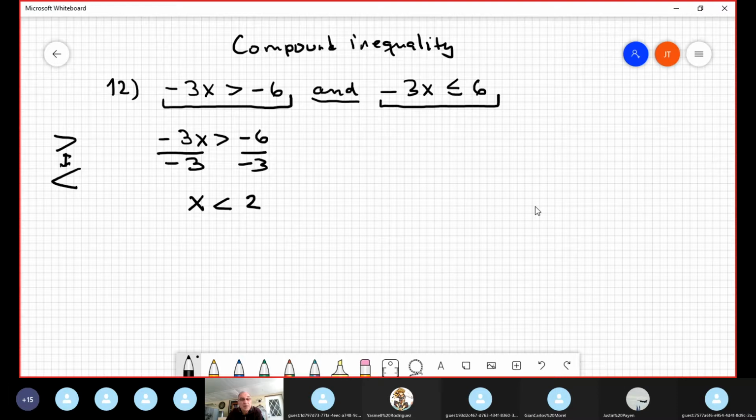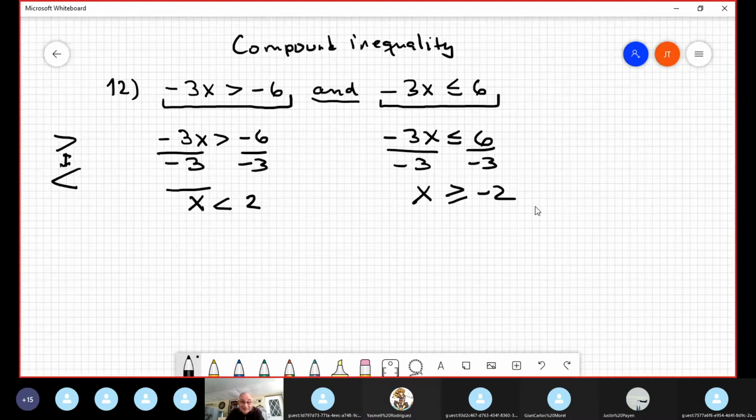This situation happens when you divide by a negative number. If you divide by a positive, it stays the same. You divide by a negative, yes, it reverses. Likewise here, minus 3x less than or equal to 6, divided by negative 3 again. By the same reason you reverse it. It's x greater than or equal to minus 2.